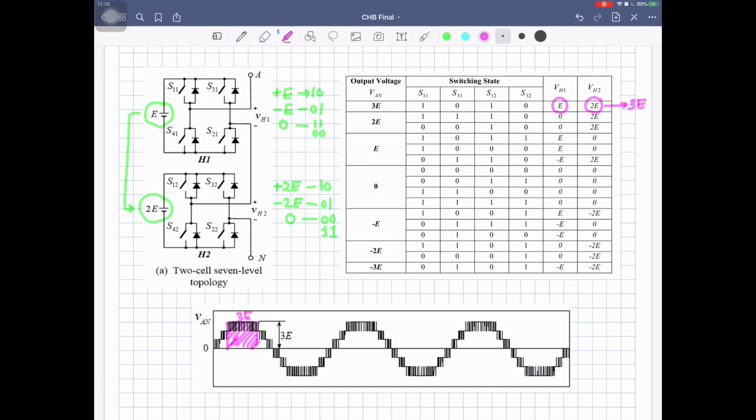right? So how to get that one? Keep the upper inverter off and turn on the lower inverter by applying the switching code 10 in the second inverter. So you will get 2E at the output, 2E from here and 0 from here, right? So net output voltage will be 2E. So you can get the level of 2E as shown over here. This is the 2E level. Then you can get only E at the output.